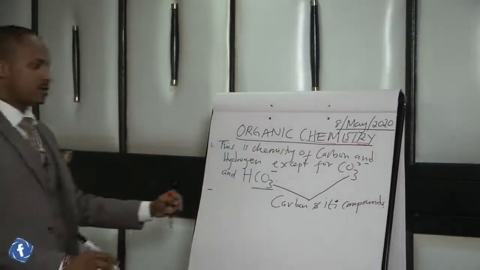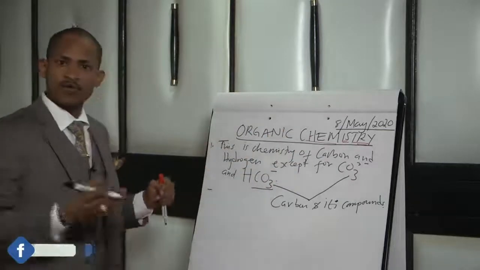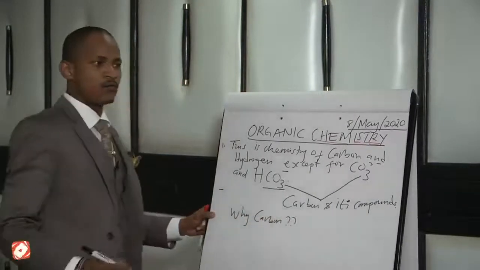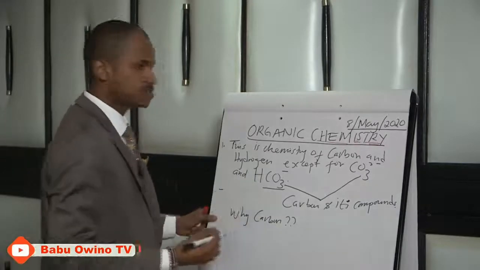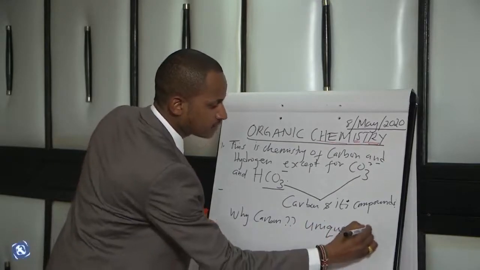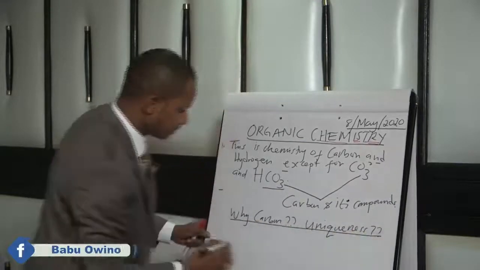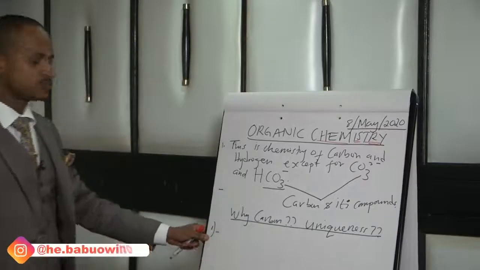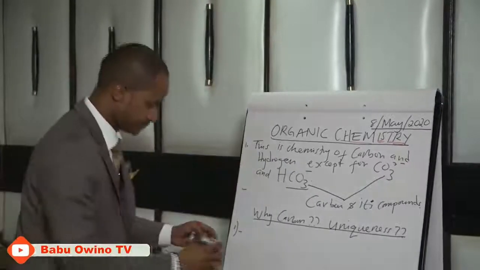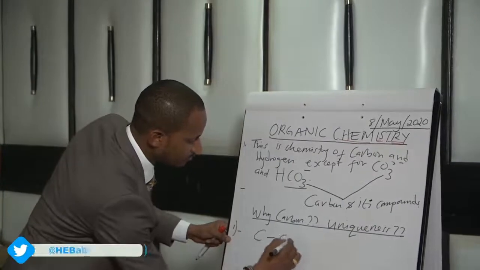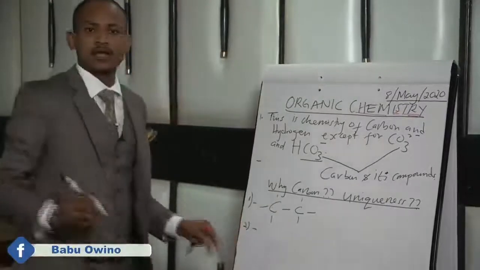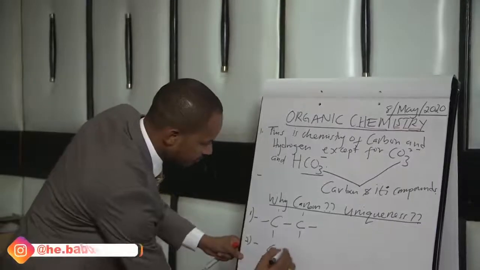Then the interesting part again is that we are dealing with carbon and hydrogen. Why carbon? Why is it that carbon is so unique that we must be interested in studying it? The uniqueness of carbon. Number one, carbon can bond with itself to form carbon and carbon. This is carbon bonding with itself. Number two, carbon can form branches. Carbon can branch.